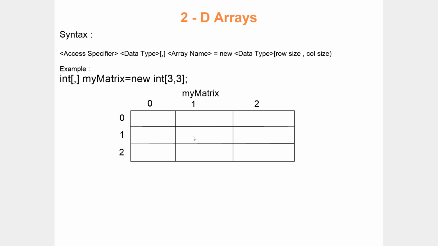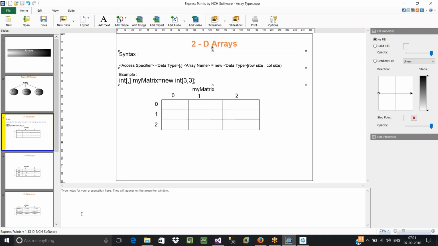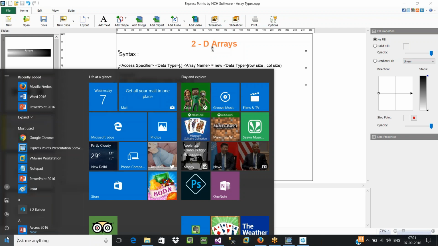In one scenario, I would like to store 12 different elements into my collection. Then what should be the size of my array? I would like to store 12 different elements. Then your array size should be 3 into 4. I mean, there should be 3 rows and 4 columns, or 4 rows and 3 columns. Let me open a notepad. Everyone needs to understand this.